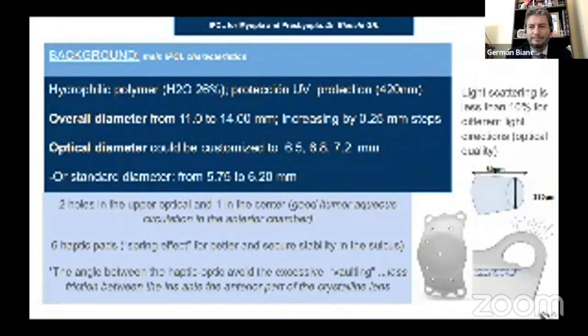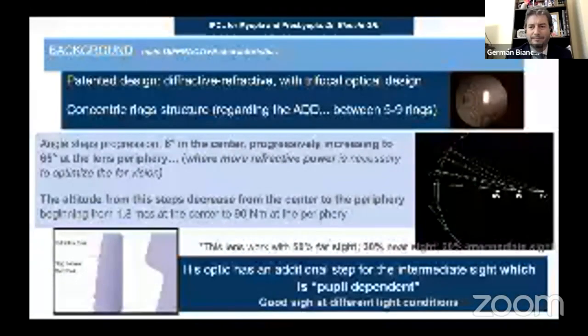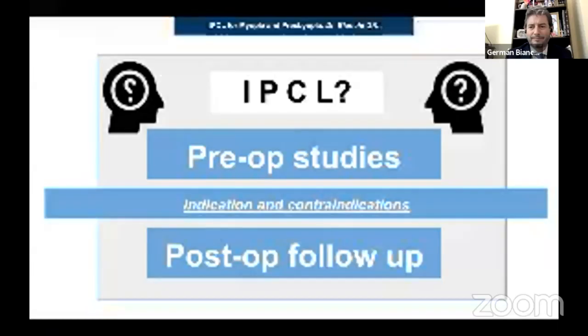Another characteristic is that the lens is diffractive and refractive, with a trifocal optical design, with between 5 and 9 rings depending on the addition for near vision, which is between 1.5 and 4 diopters of addition. And the pre-op study is important: the indications and contraindications.